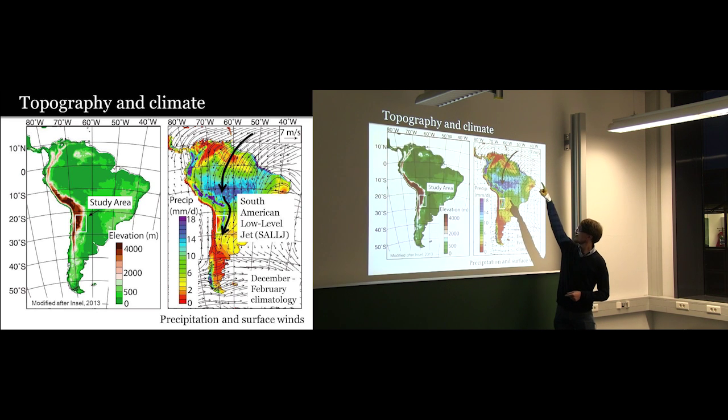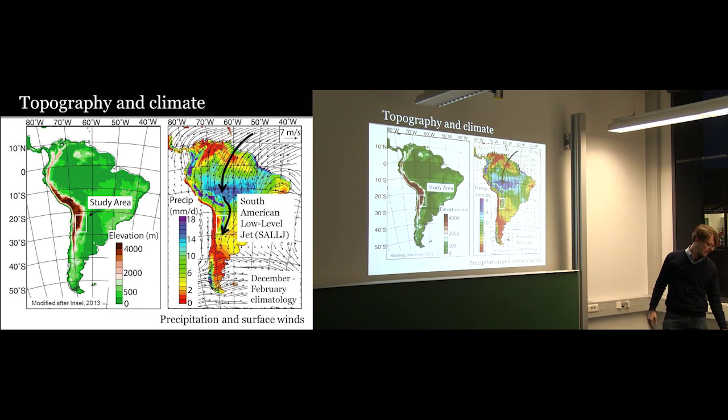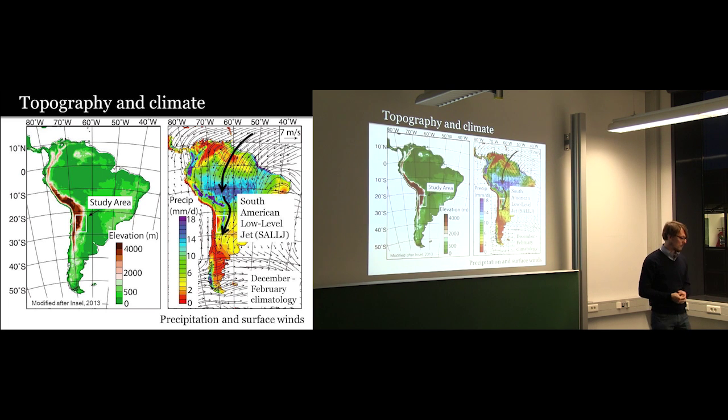However, there's a second transport system that brings this moisture along the orographic front into northwest Argentina, and this is the so-called South American low-level jet, or short SALLJ. This is really bringing a lot of moisture into northwest Argentina, and we wanted to understand what is happening when this moisture is actually penetrating along the orographic front and onto the plateau.